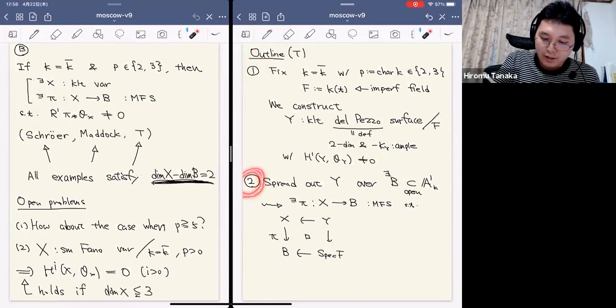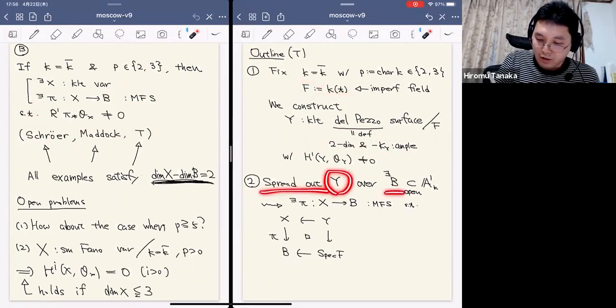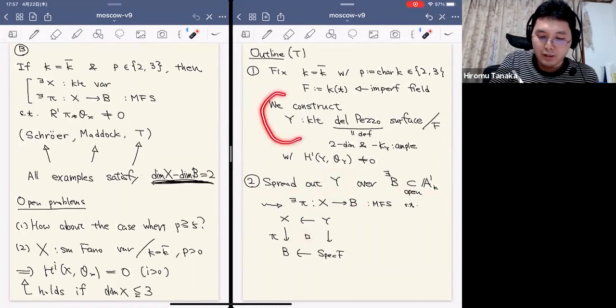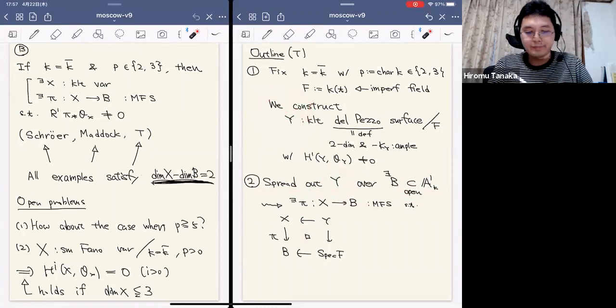The second step is, in a sense, routine. We have some variety over this field. Then we can spread out Y over an open subset of P^1. Which means that we can find a morphism with this Cartesian product by clearing denominators, defining this variety. Then we can check that this is a Mori fiber space. So this is the outline of the construction.